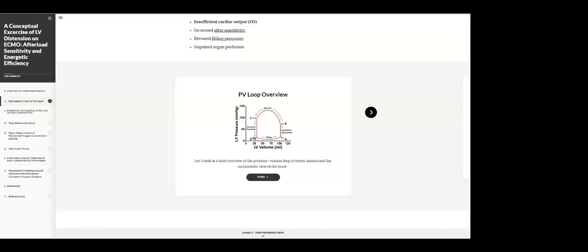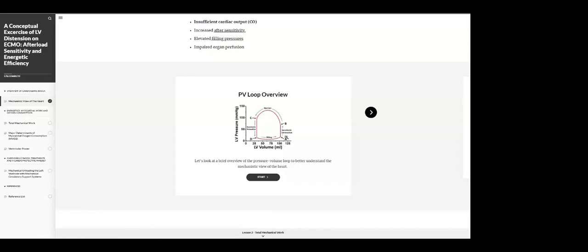So starting down here at D, we have the opening of the mitral valve, and then we have the filling of that left ventricle as we go along the x-axis here, which is volume, and the y-axis is pressure. So during this filling phase, we are filling, filling, filling, until we get to A here, which is the closure of that mitral valve. Now we have the beginning of contraction.